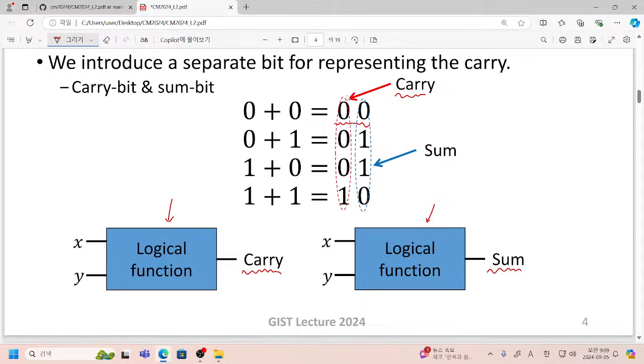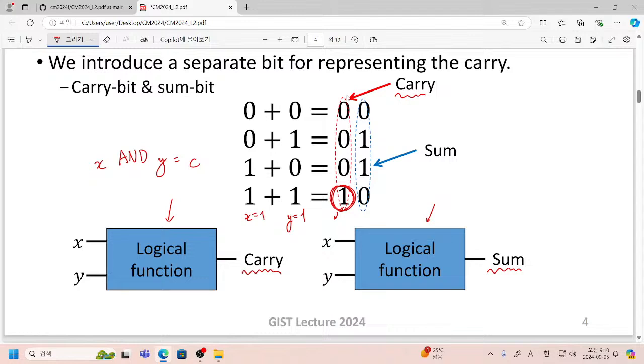When you have a look at this carry bit, when do you have the value 1 out of these four combinations? You can find that only when we have x equal to 1 and y equal to 1, when both of our two input bits are 1, then we have output 1. What is this? This is just the AND of x and y. So that corresponds to our carry bit.